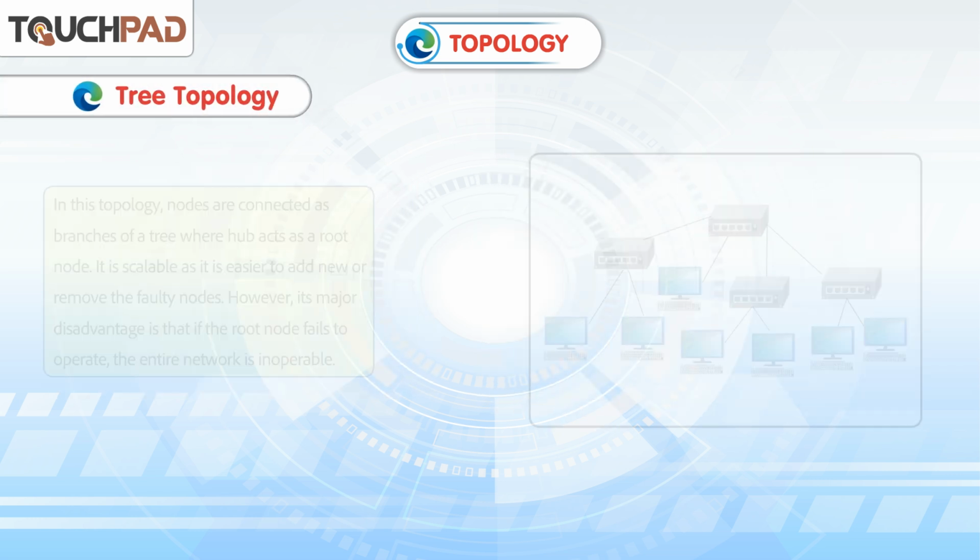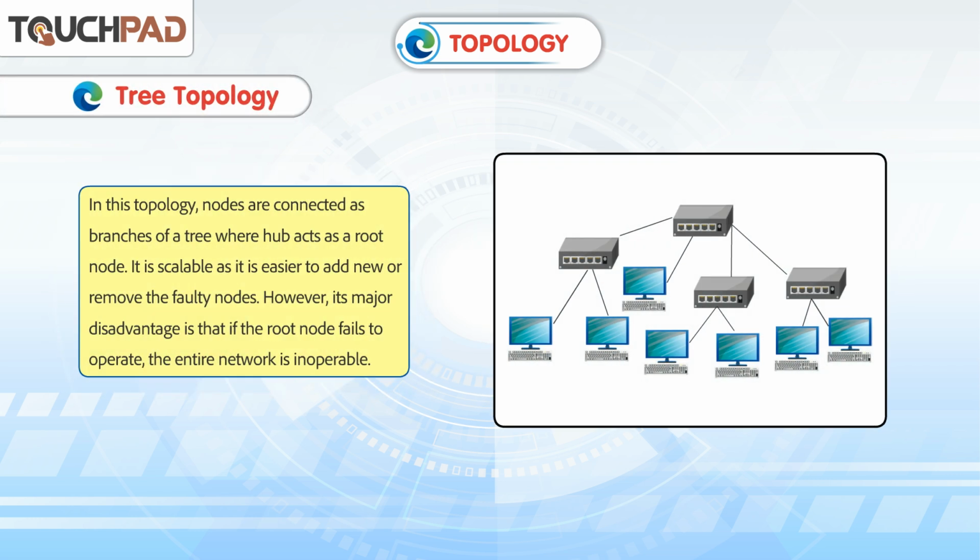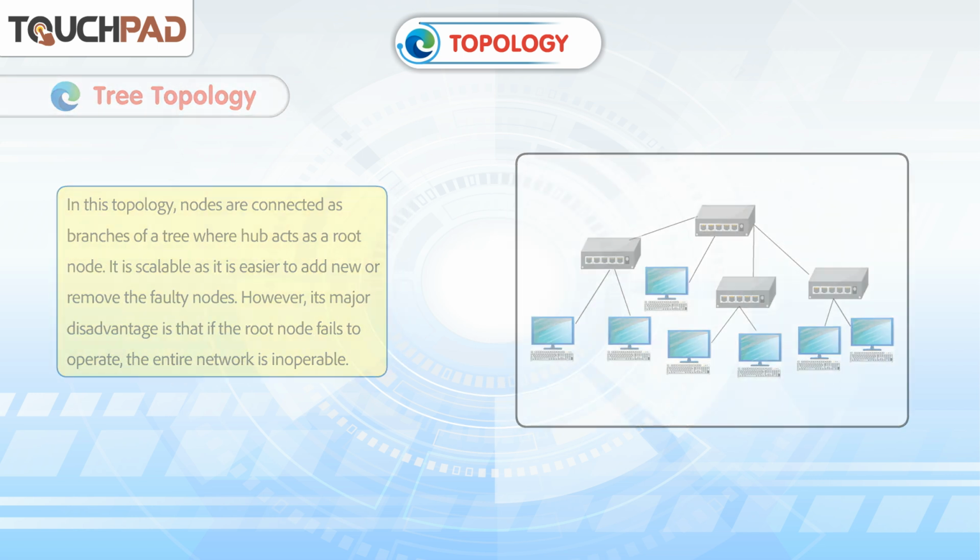Tree topology. In this topology, nodes are connected as branches of a tree where hub acts as a root node. It is scalable as it is easier to add new or remove the faulty nodes. However, its major disadvantage is that if the root node fails to operate, the entire network is inoperable.